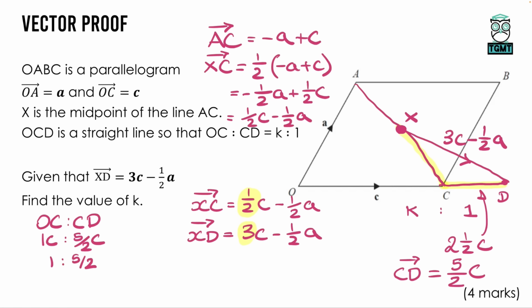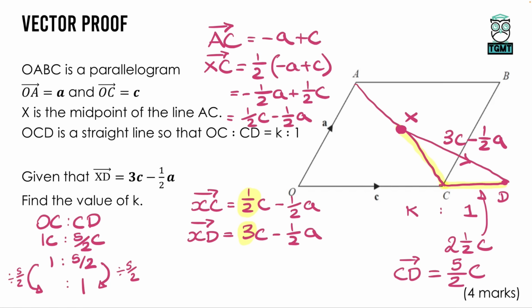But the question says the ratio is in the ratio k to 1. So in order to get down to a k to 1 ratio, well, on the right, we want that to say 1. On the left, we want to actually work out what k is. So to get from 5 over 2 to 1, we have to divide by 5 over 2. It's always the case when we're looking at a ratio which is something to 1 or 1 to something. So we need to do the same on the other side. We need to divide by 5 over 2.